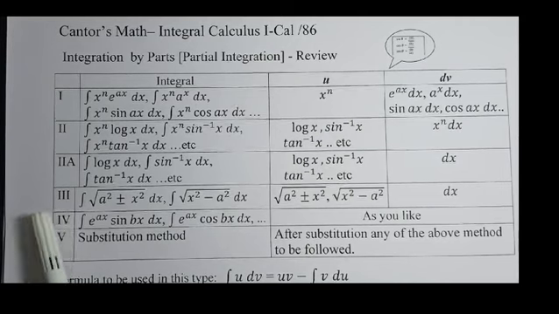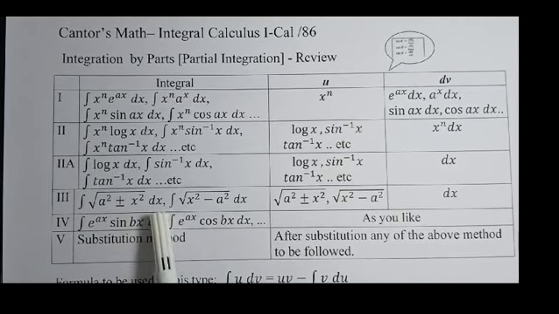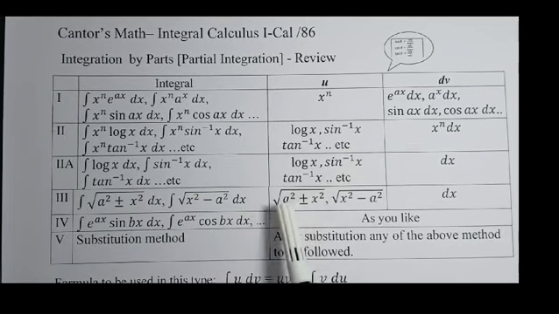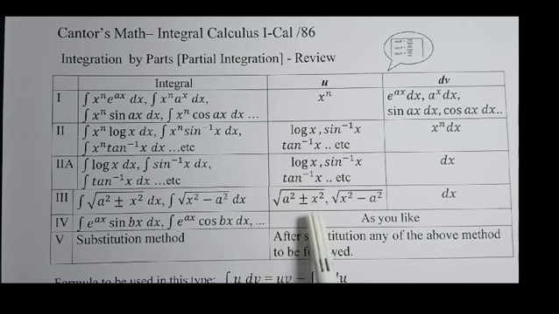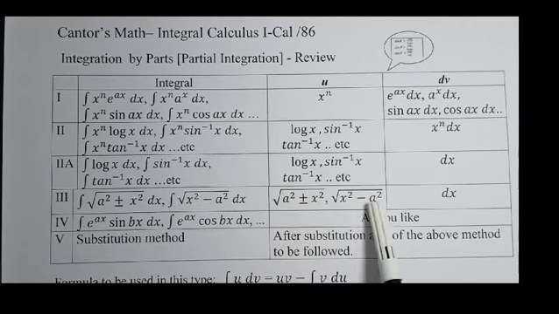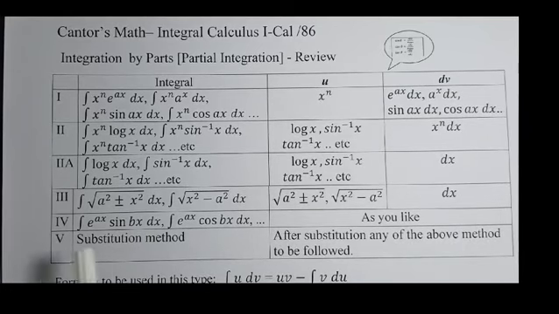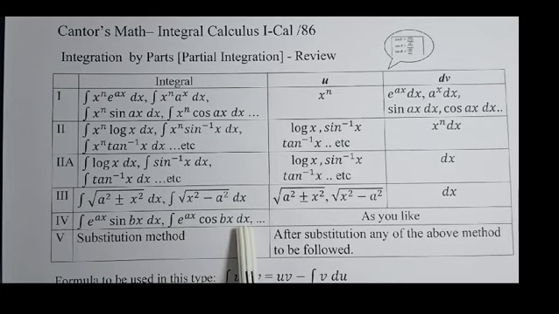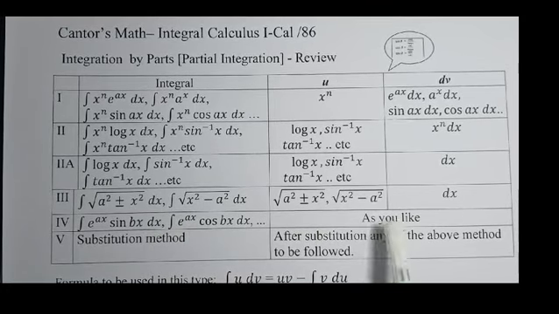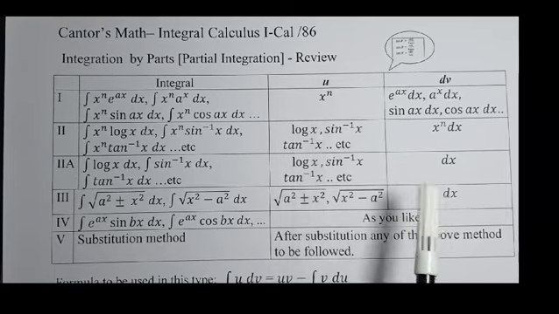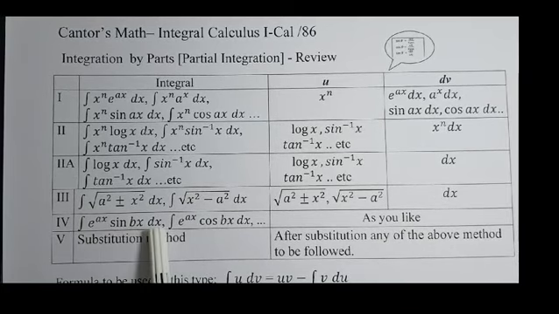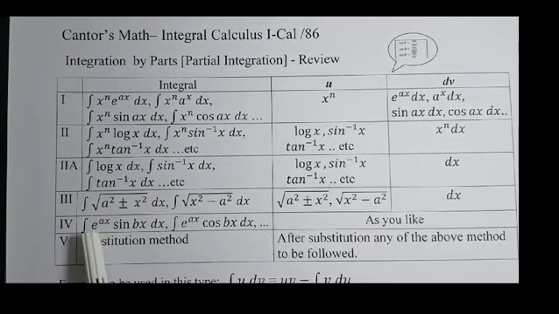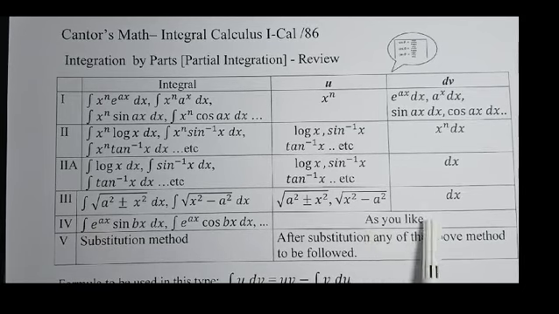Type number 3: integral root of a squared plus or minus x squared dx, integral root of x squared minus a squared dx. Here you take u as root of a squared plus or minus x squared, and root of x squared minus a squared, and take dx as dv. Now the fourth one, interesting: integral e power x sin bx dx, integral e power x cos bx dx. Here the choice is left to you. You can take u as e power x and dv as sin bx in the first case, or in the second case dv as e power x dx. It is as you like.